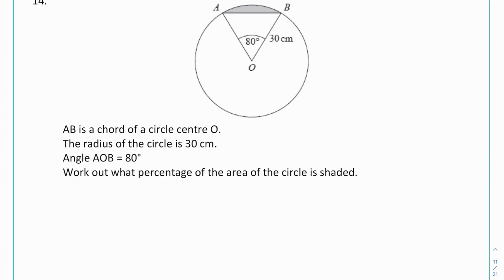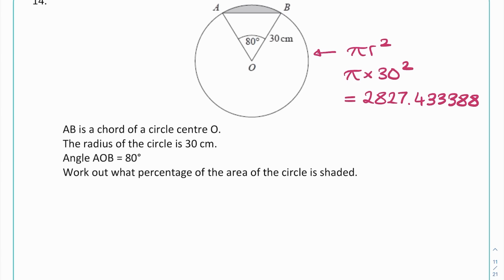Now something that we can work out really easily here is the area of the circle. The area of a circle is pi r squared, and we know that the radius is 30. So I can type in pi multiplied by 30 squared, and that'll give me the area of the circle. I'm going to type that in on the calculator. Pi times 30 squared comes out as 2,827.433388. And that is the area of the circle.